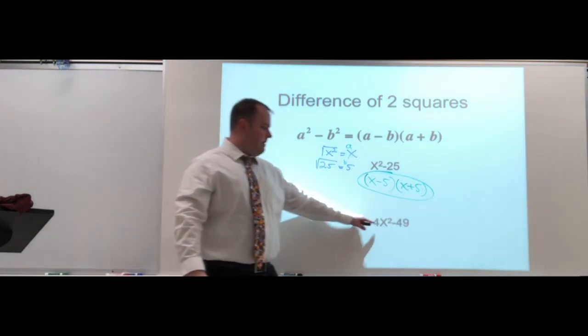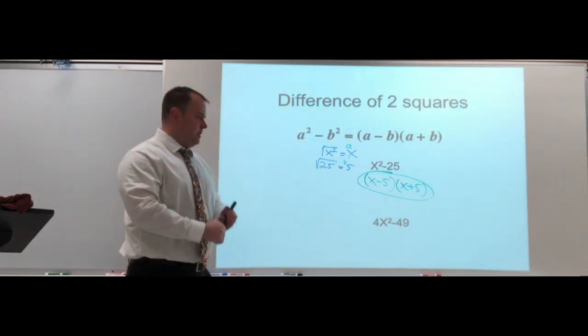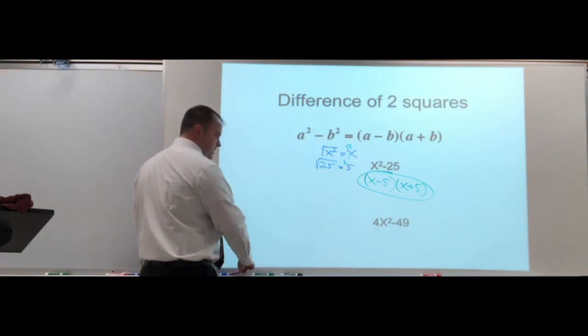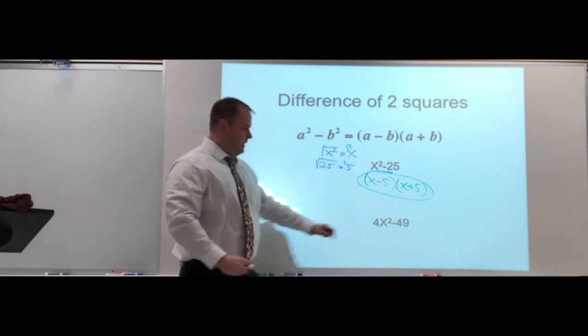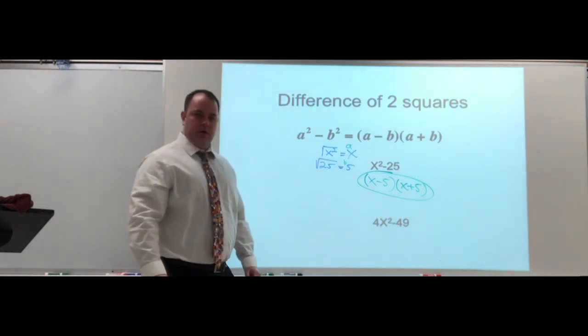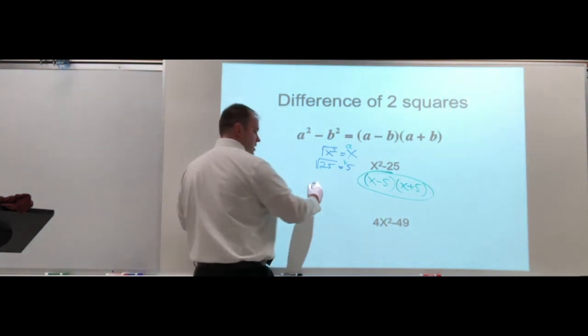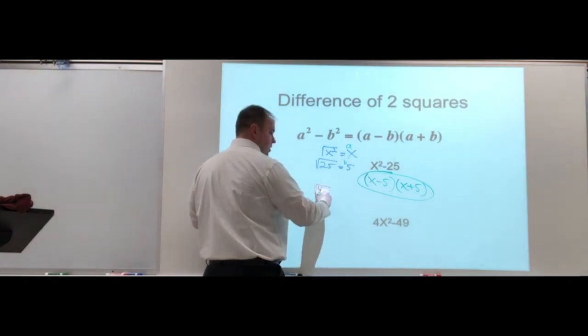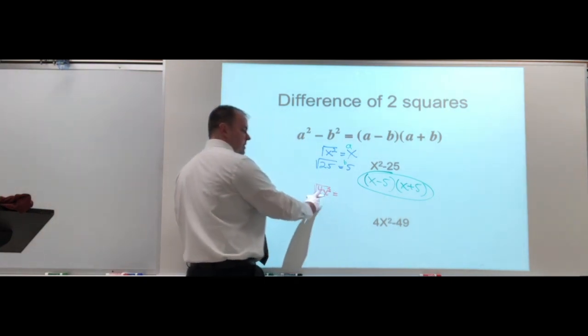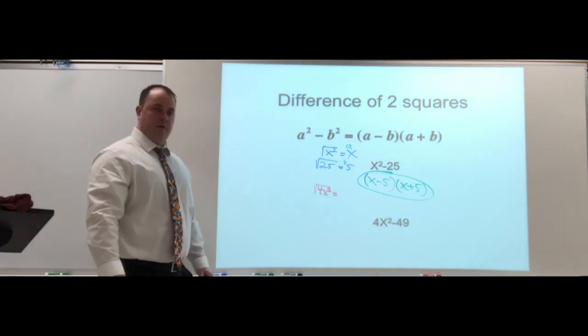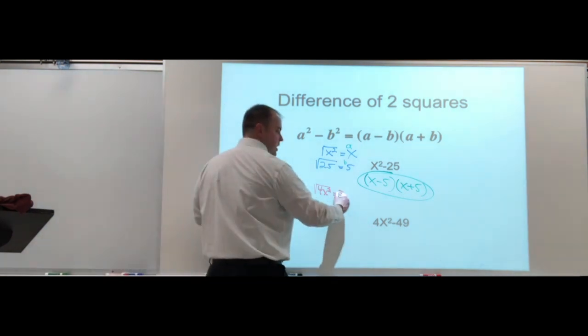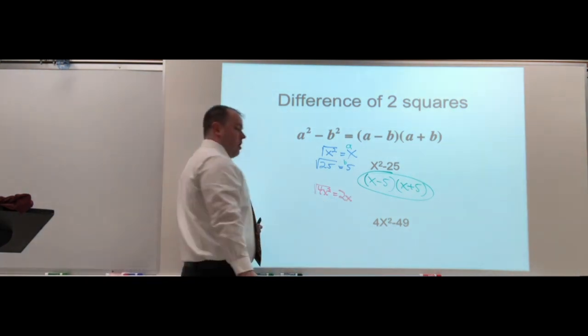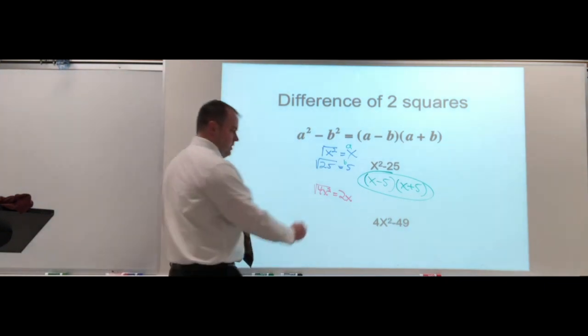Just be careful when you have a leading coefficient. That also has to be the perfect square. So if we're looking at this one, it's subtraction, so we're good. It follows that rule of subtraction. Square root of 4x squared. Now be careful, make sure you square root both of these. Square root of 4 is 2. Square root of x squared is x. So our a is going to be 2x.